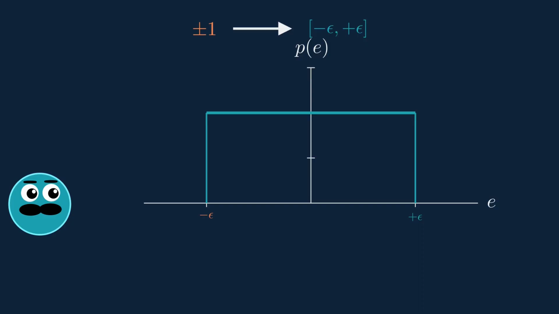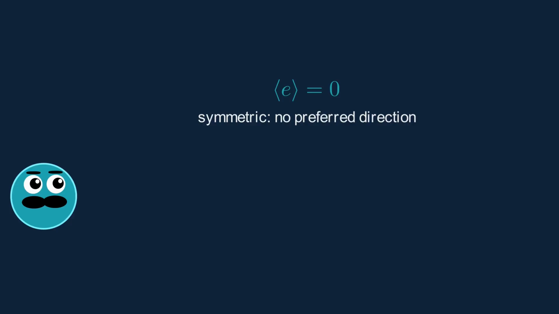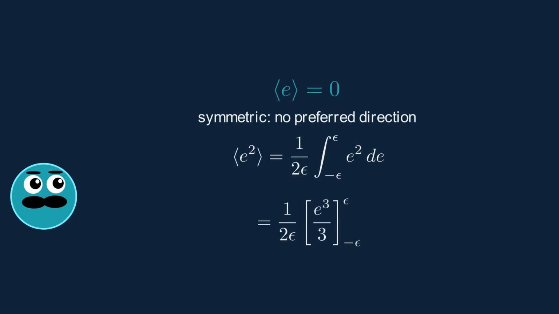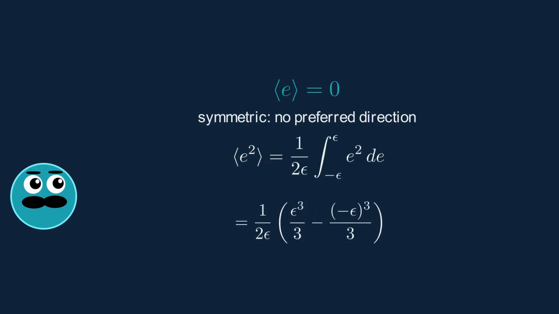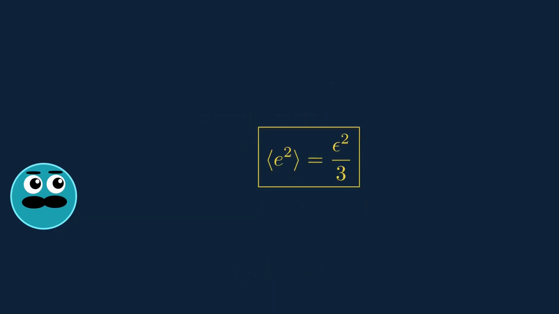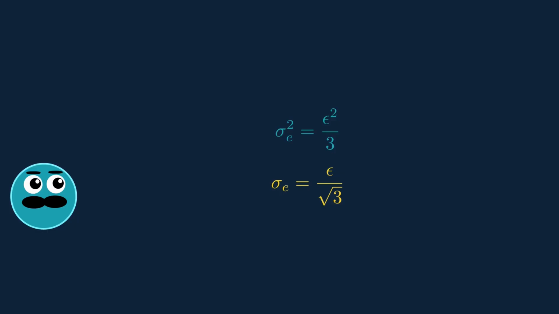Now, to find how the average error grows, we need the characteristic values of this distribution. Because the distribution is symmetric, the average rounding error is again 0. So again, there is no preferred direction, but the error still has a size. To measure this, we can calculate the average squared error using this integral, which we can simplify in this form. So as the integral of e squared is e to the third over 3, we get this result. And finally, we get epsilon squared over 3, which is the variance of one rounding error. And with that, the standard deviation is epsilon over square root of 3.